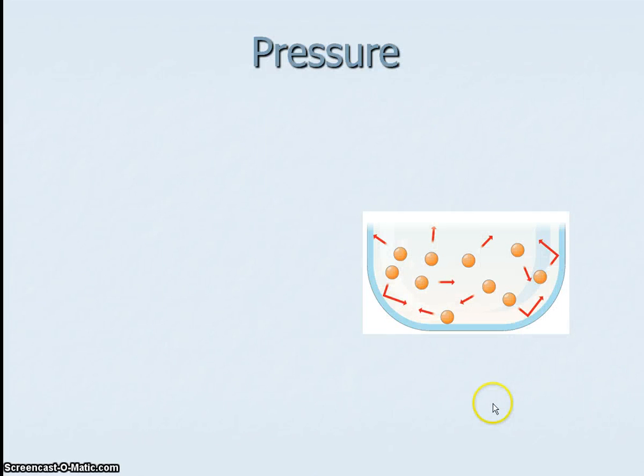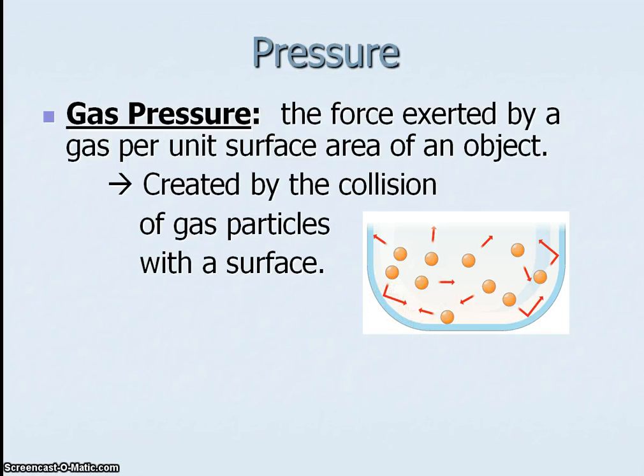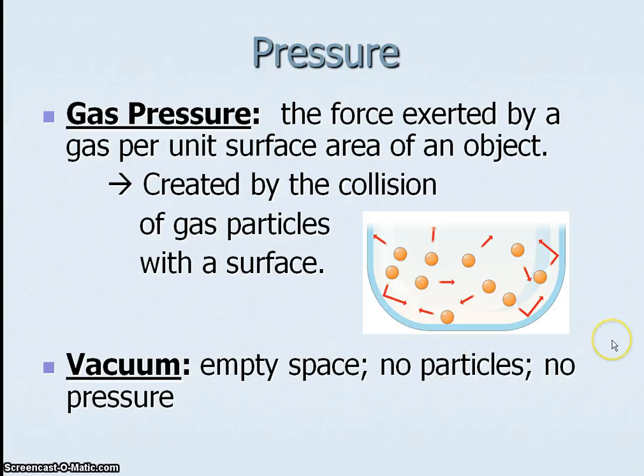The next vocab word is pressure. And here's the official definition. It's the force exerted by a gas per unit surface area of an object. What that means in my own words is that it's how often the particles collide with the container. So if you picture this container, the more often these particles hit the walls, the higher the pressure is going to be. If you have no particles, like say in a vacuum, then you would have no pressure because you would have no collisions with the walls of the container.